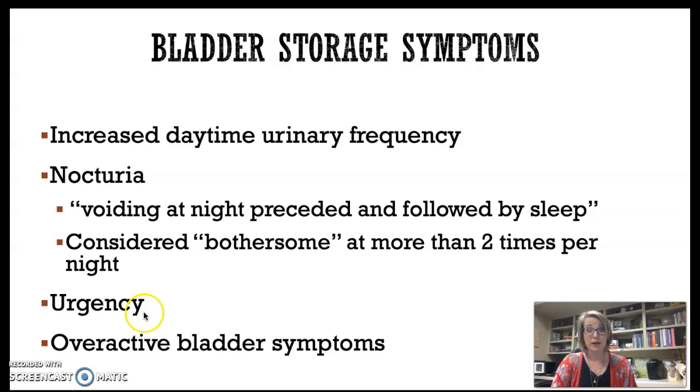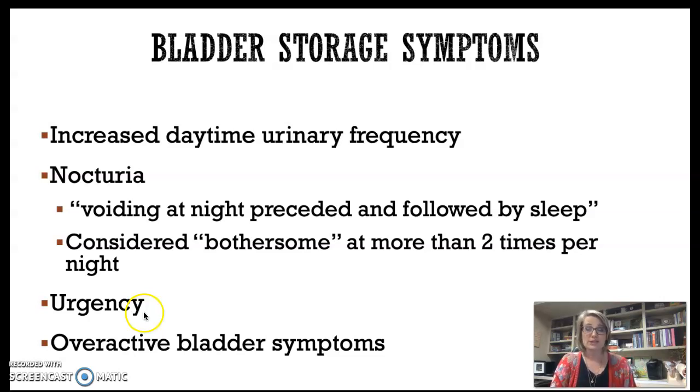Now, nocturia is a separate diagnostic category or symptom that is defined as voiding at night that is preceded and followed by sleep. And it has to be considered bothersome for the patient. It's typically considered bothersome at more than 2 times per night. But you may have your occasional patient who would consider getting up once at night to be incredibly bothersome. So usually 2 times a night or more is considered nocturia.